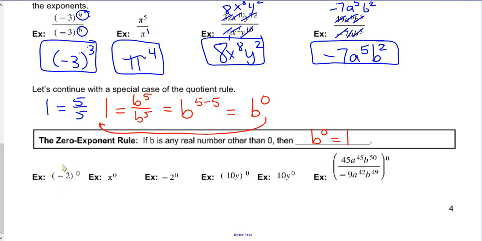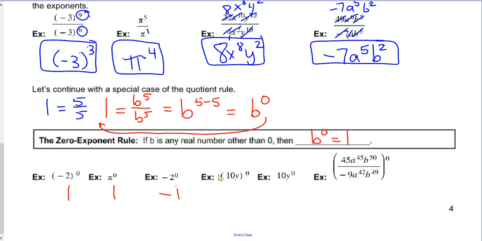So here I have negative 2 to the 0 power. Oh, I see that 0 power. I know all of that is 1. Pi to the 0 power. Anything to the 0 power is 1. Now be careful here. There's no parentheses around this negative 2. So it's like I'm looking at just 2 to the 0 and then I have a negative out front. Now 2 to the 0 is 1, but this is a negative 1 as my final answer.